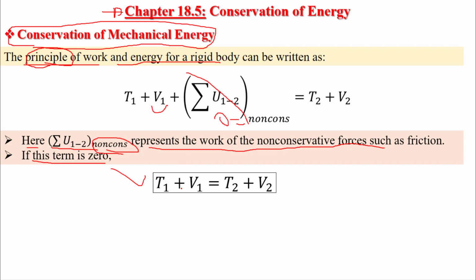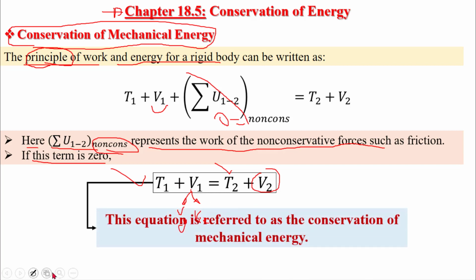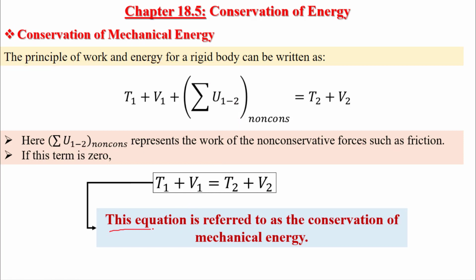T1, kinetic energy at state 1, plus potential energy at state 1. Never mind whether this potential is due to V1 gravitational or V1 elastic. Equal to kinetic energy at state 2, which could be translation, rotation, or general plane motion, plus potential energy at state 2. This form of equation we call conservation of mechanical energy. So if the question tells you to use conservation of mechanical energy to solve this problem, you must write down this equation.